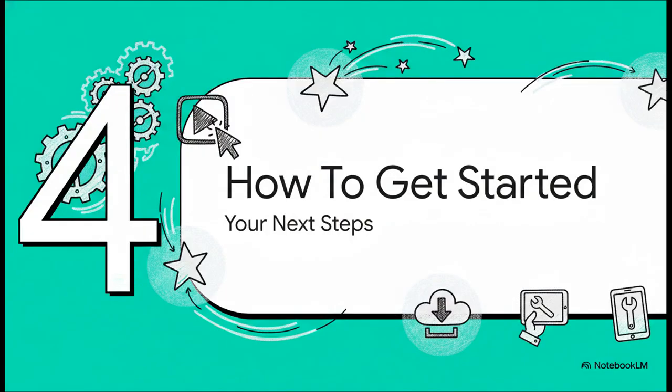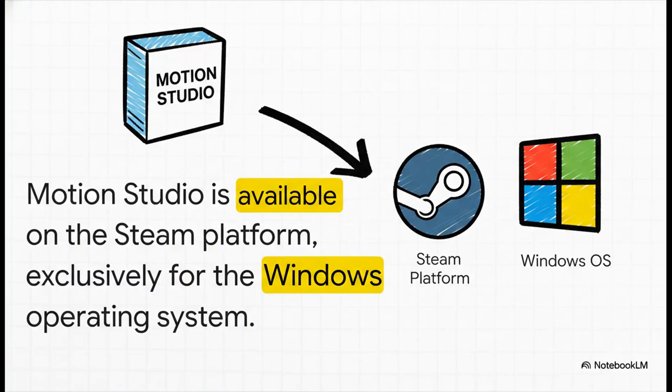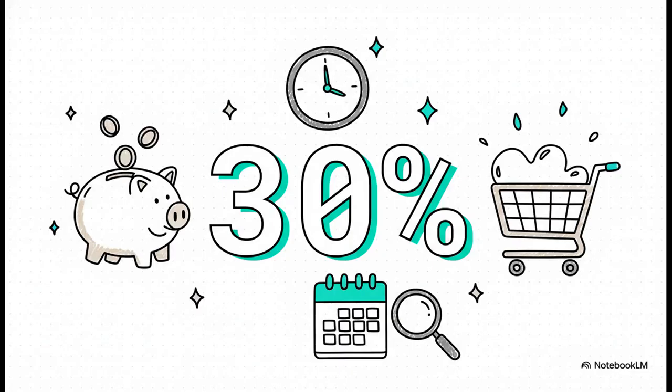All right, so I bet at this point you're probably thinking, okay, I'm sold. How do I get this? Let's talk about how you can get started and what your next steps are. It's super straightforward. You can grab Motion Studio right now on Steam. Just a heads up, it is for Windows at the moment, so just pop open Steam, search for it, and you're good to go.